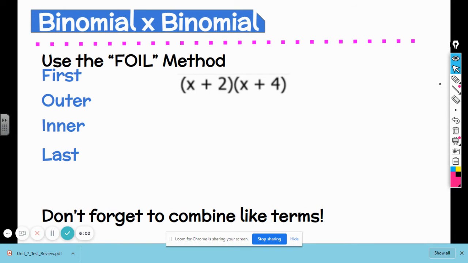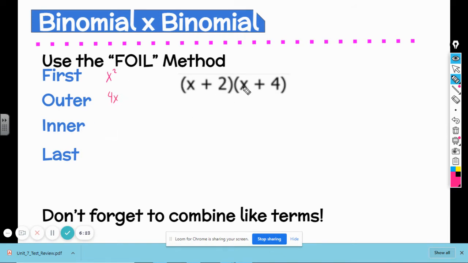First terms, let's multiply the first terms, x times x. And that's going to give us x squared. I'm just writing it right here so you understand where I'm getting the terms from. Outer times outer. This is on the outside and this is on the outside. So 4 and x is 4x.